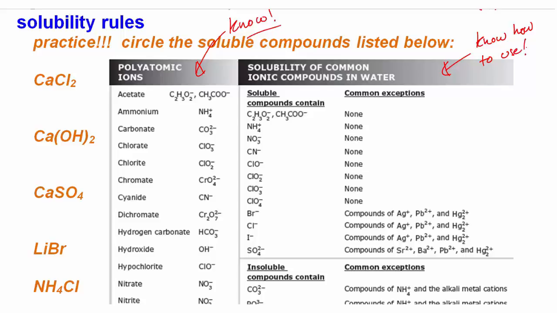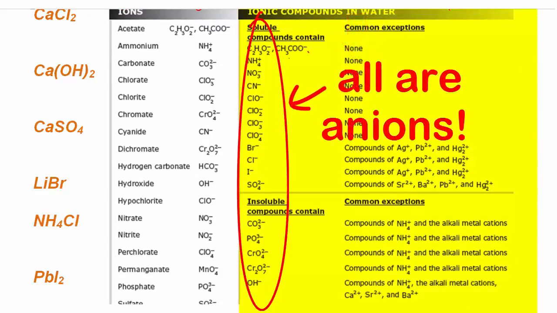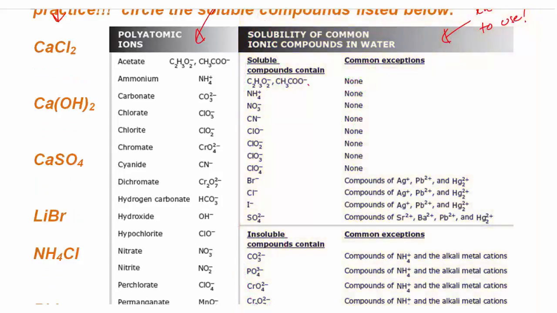Okay, so let's circle these compounds, circle all the ones that are going to be soluble. We're going to use this table, and to get an idea how to use the table, notice how they're all anions. All these in the table, except for ammonium, pretty much everything is the anion. So let's just look at the anion. This is calcium chloride. So we're really looking at this chloride anion and finding it in the solubility rules table. And here it is.